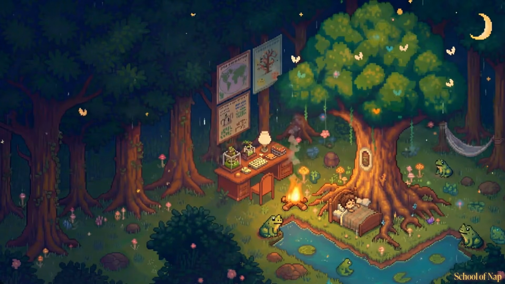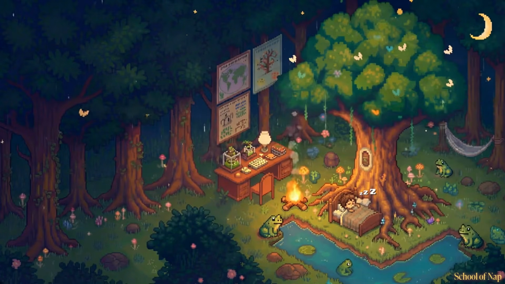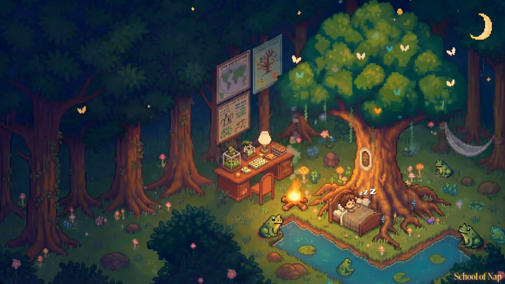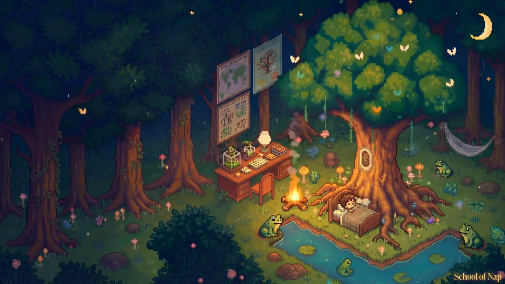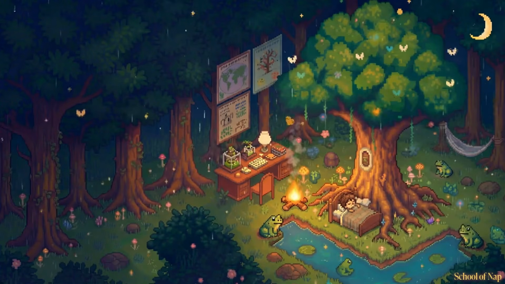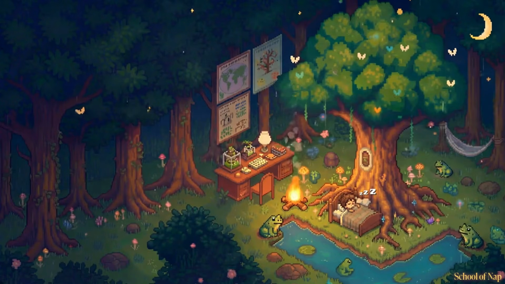Sleep well. Dream of forests and oceans, of deserts and tundra, of all the living systems that make this planet home. And when you wake, perhaps you'll see the world with fresh eyes, recognizing the ecological relationships that connect all living things.